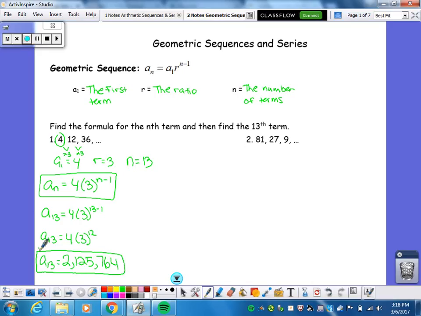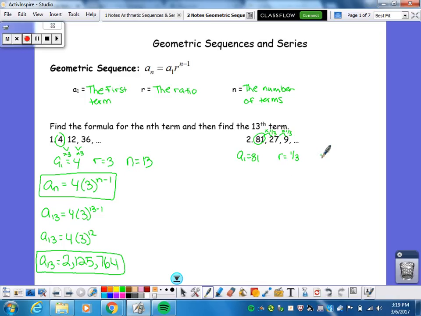Now let's move on to the next problem. So, we can see that our A1 is equal to 81. Each term is consistently being multiplied by 1/3. So that makes our R equal to 1/3. If we can see that our numbers are going down, we know that our R has to be a fraction. If our numbers are going up, then that means our R has to be greater than 1.